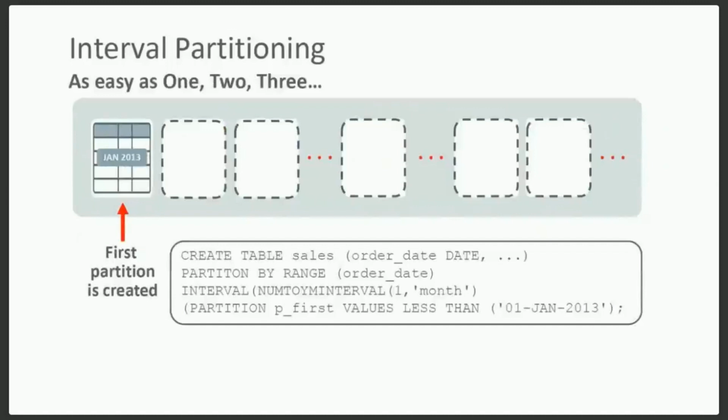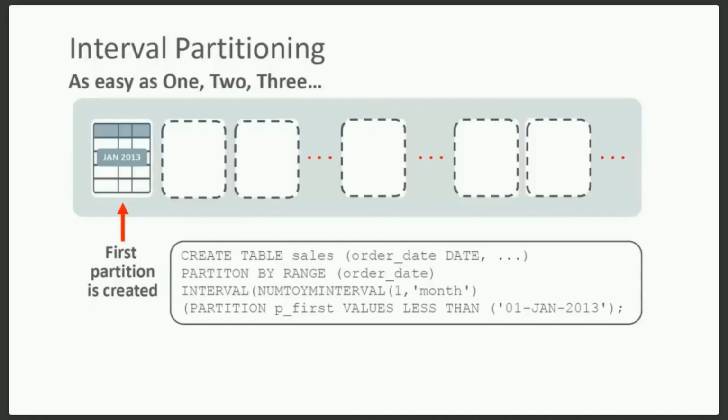So initially, I've created this table called sales, and it's partitioned by range. I specified the column, which is order date, and then I specify the type of interval partitioning. What's it based on? It's basically based on month. So every new month, a new partition will be created.